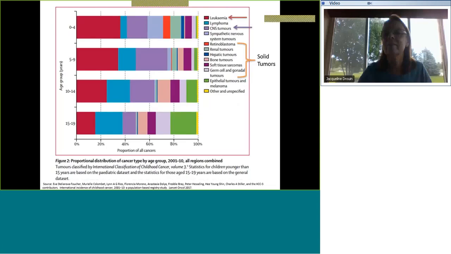The main idea of showing this graph is that even though childhood cancer is around 1% of all cancers, we are still talking about millions of kids worldwide that are getting it. Now on this graph, we can see the main type of cancer according to age groups. Clearly, leukemia is the main pediatric cancer, followed by central nervous system tumors, and we can combine all the tumors seen on the right into solid tumors, including retinoblastoma, renal tumors, hepatic tumors, lung tumors, sarcomas, germ cells, etc.